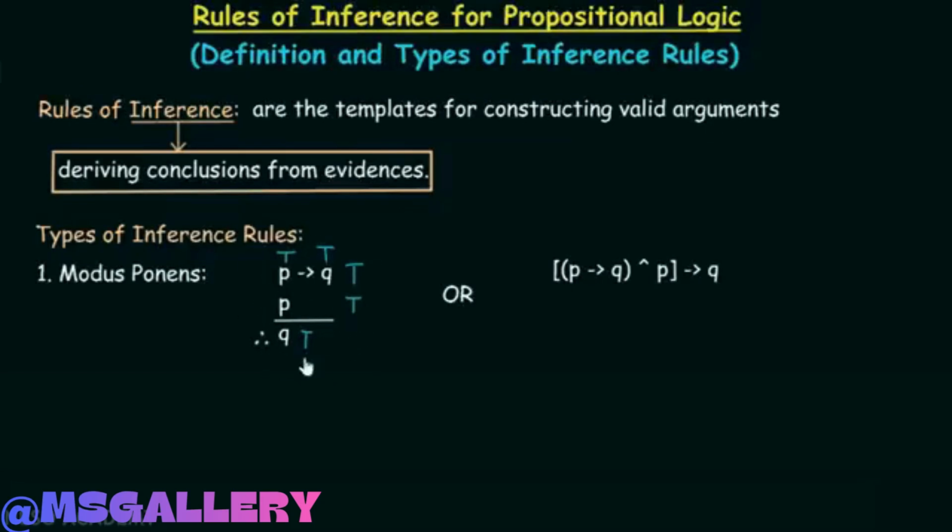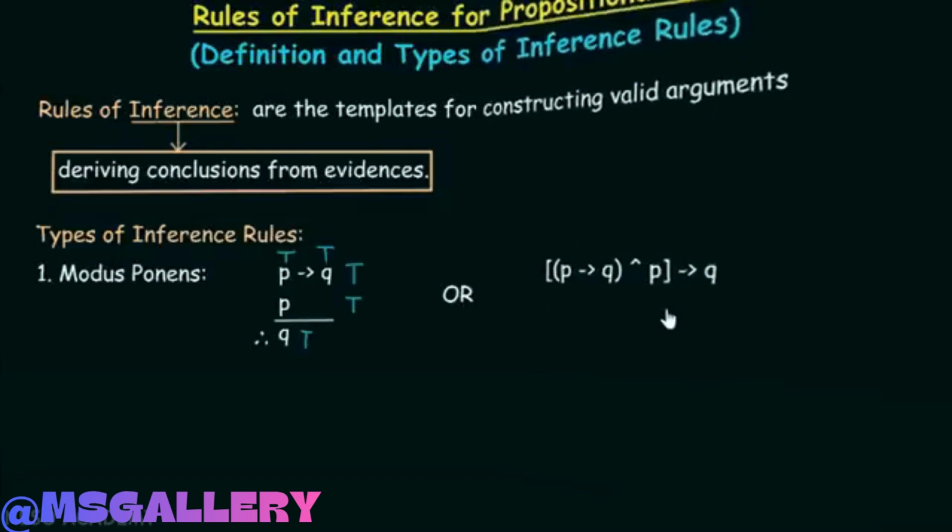We can also write this argument as (P implies Q) and P implies Q. We know that these are the premises, that is P implies Q and P. And this is our conclusion, that is Q. And we know that premises always imply the conclusion, right? And hence we can write this argument in this form.